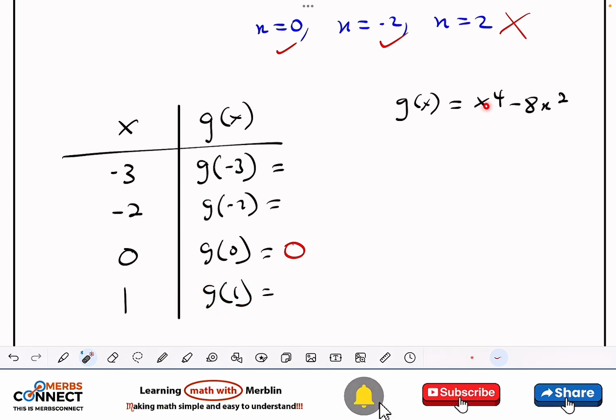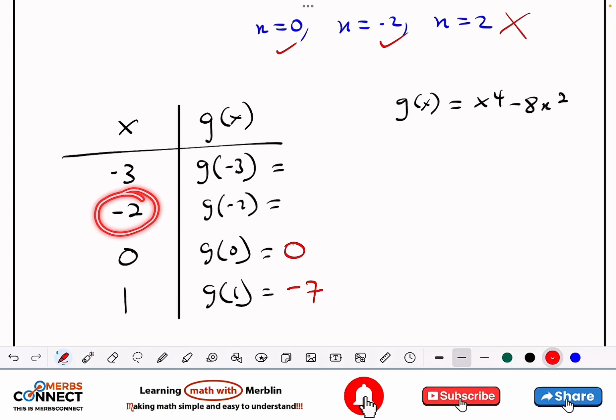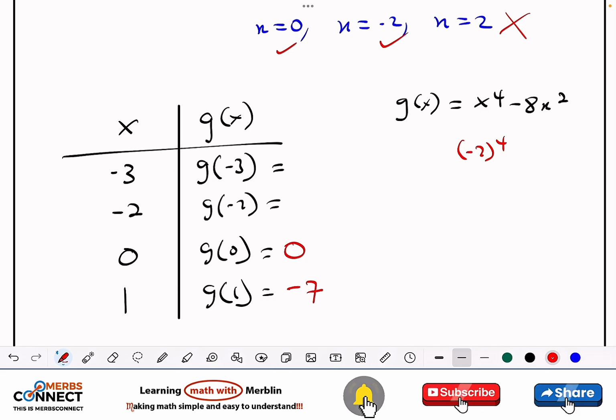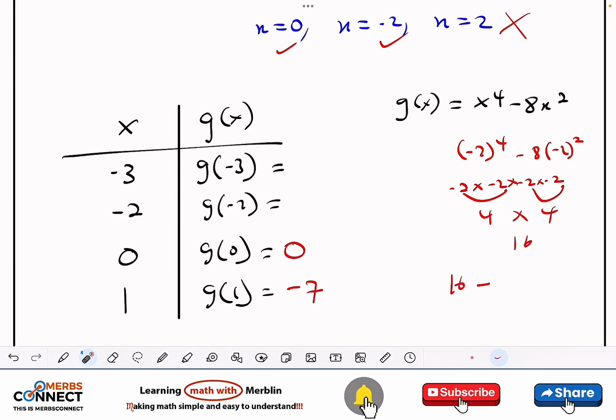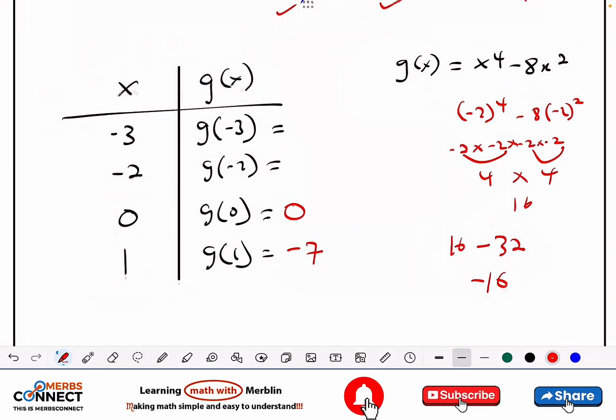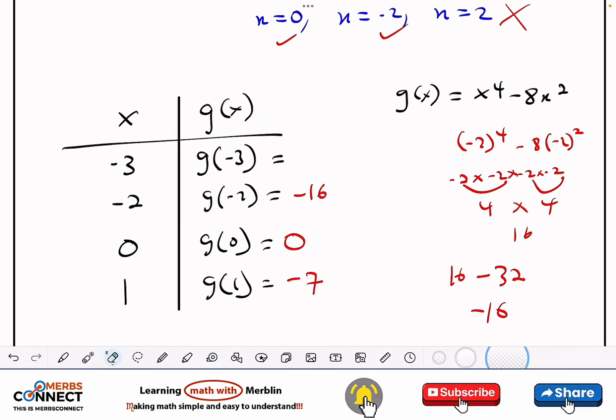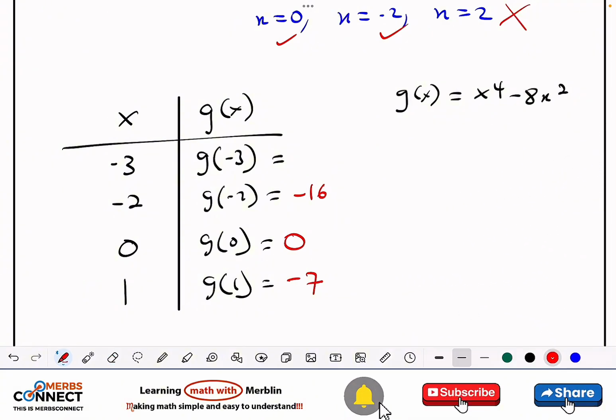Let's plug in 1. 1 is going to give us 1 minus 8, and this is going to give us negative 7. Let's plug in negative 2. Negative 2 to the power 4 minus 8 times negative 2 squared. Negative 2 to the power 4 is 16. Minus, 2 squared is 4, and 4 times 8 is going to give us 32. So subtract, and this is going to give us negative 16.